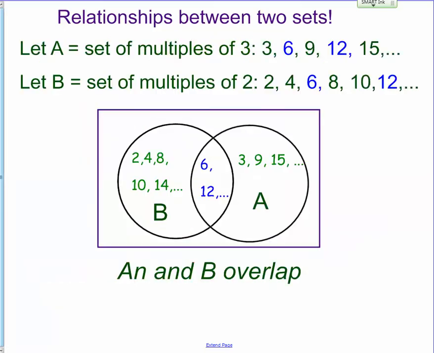And the third one with overlapping, so set A is the multiples of 3. Here's set A: 3, 6, 9, 12, 15. And set B in this circle is the multiples of 2: 2, 4, 6, 8, 10, 12, 14. And I had to put the 6 and the 12 in the middle because notice that when I list the multiples, 6 is both a multiple of 3 and 2. 12 is both a multiple of 3 and 2. So they have to go in the middle because they overlap.